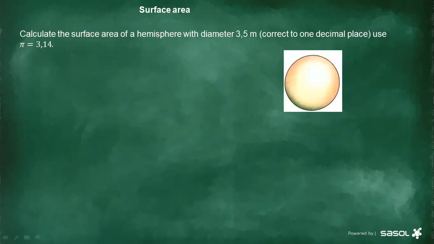Calculate the surface area of the sphere with a diameter of 3.5 meters. Correct to one decimal place. Use π as 3.14. Now, what you see here is not a hemisphere. This is a sphere. But since we know that a hemisphere is half of a sphere, we are going to calculate the surface area of half of this ball. So maybe this portion here, we want to calculate the surface area of half of this ball. Now let's see how we do that.